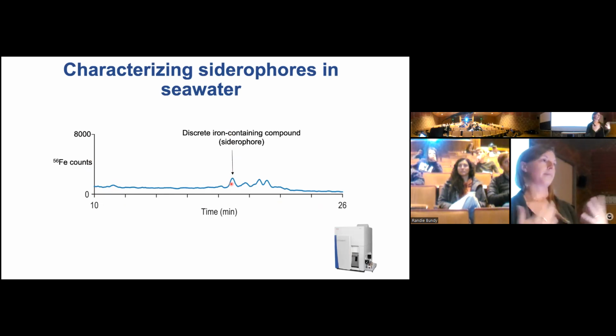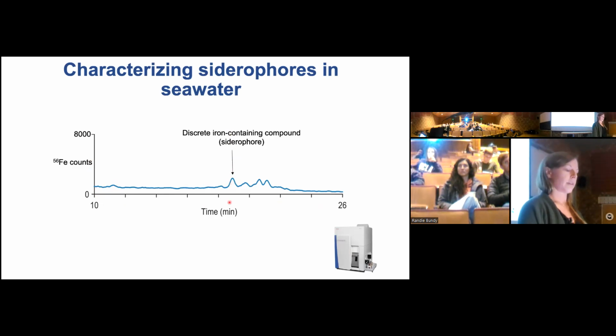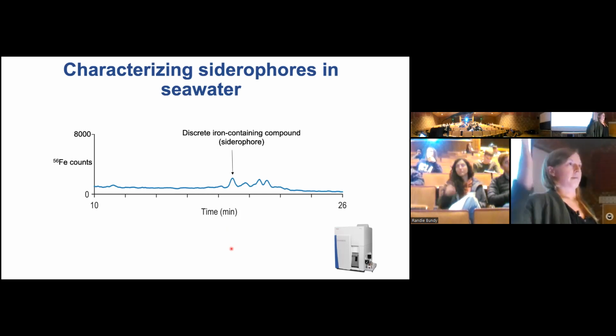There's 1 iron atom in a given siderophore. So this allows us to quantify them and also get target retention times for our compounds of interest. And we can do this for many metals at once.